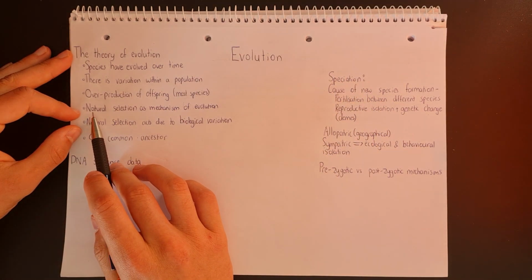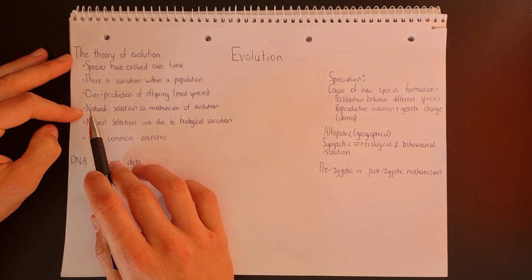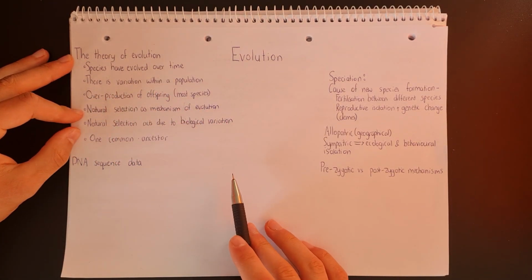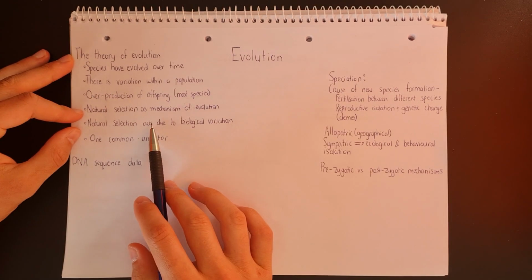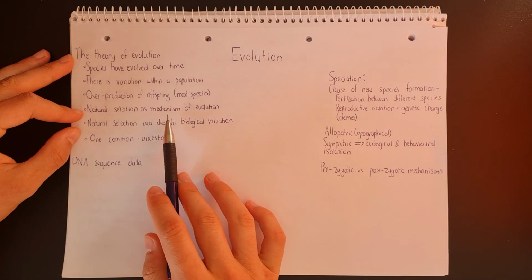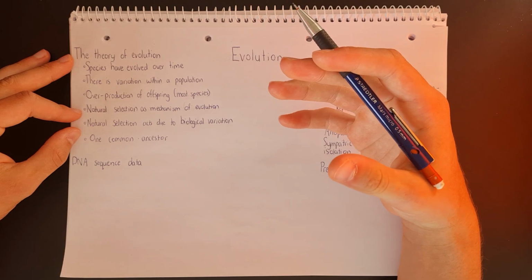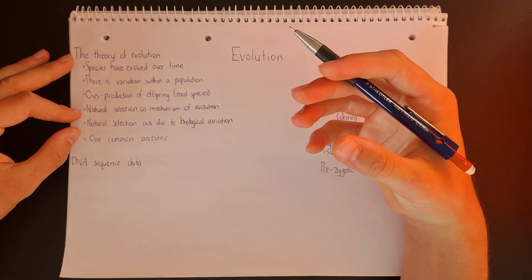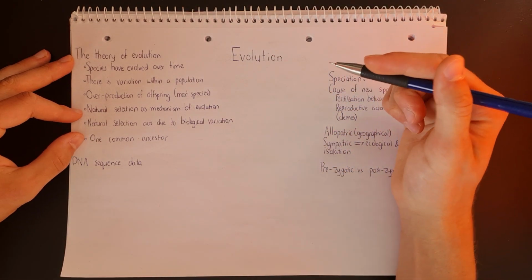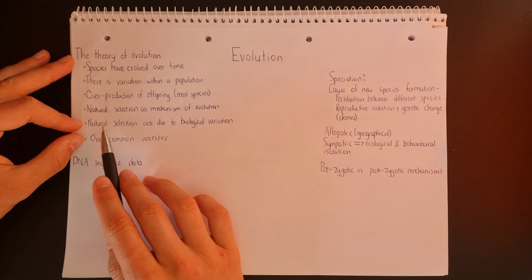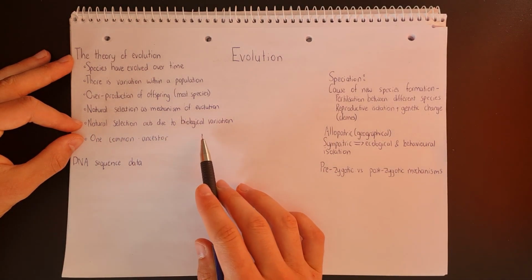Now, the fourth point, so 1, 2, 3, 4, the fourth point of the theory of evolution that we're looking at is that natural selection works as a mechanism of evolution. So with natural selection, we are able to get evolution. The fifth point is that natural selection acts due to biological variation.